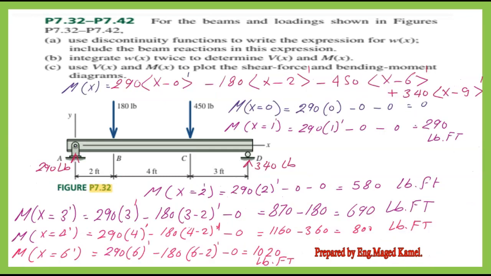In the next slide, we write the expression for M of x. M of x equals 290 multiplied by x minus 0 raised to the power of 1, minus 180 multiplied by x minus 2 raised to the power of 1, minus 450 multiplied by x minus 6 raised to the power of 1, plus 340 multiplied by x minus 9 raised to the power of 1. For values bigger than a, the term is a positive raised to the power of 1, while for values less than a, the negative value will be treated as 0. I mean x minus a.